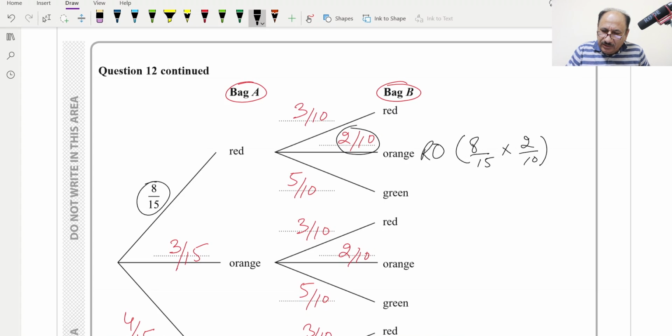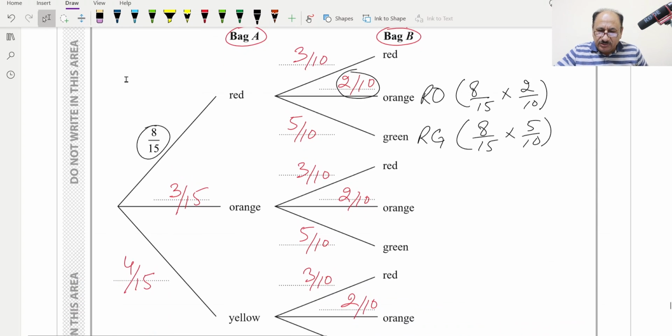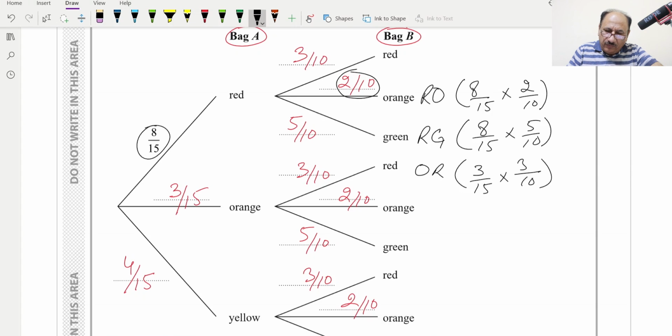And red and green, we can take this as well, red and green, and its probability will be 8 over 15 multiplied by 5 over 10. So these two will be different. Red and red we have not taken because that will be the same. So orange and red, now we can take orange and red, and the probability will be 3 over 15 into 3 over 10, and this will be for the first branch.